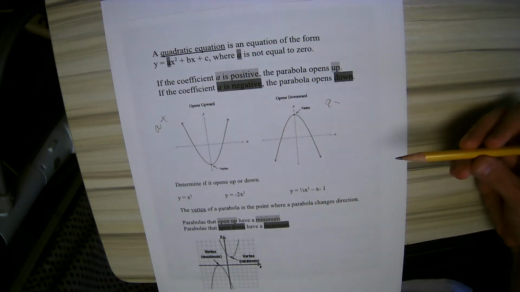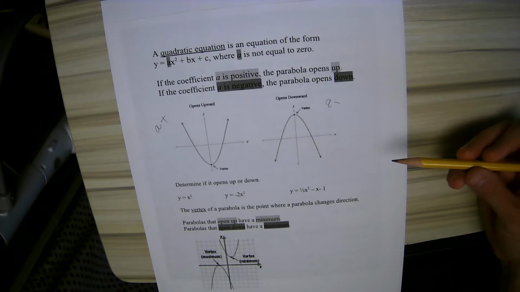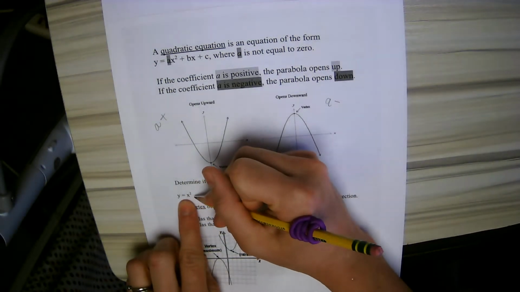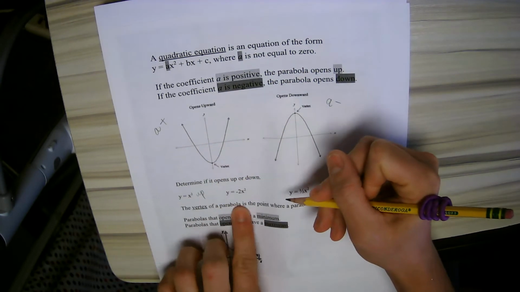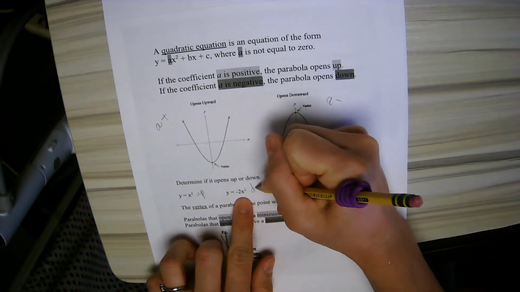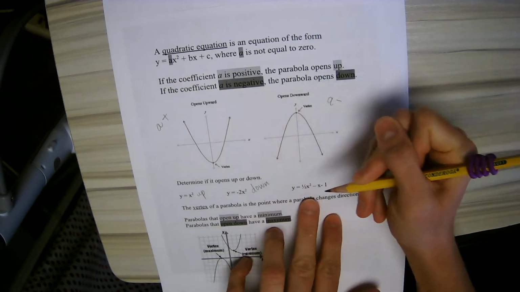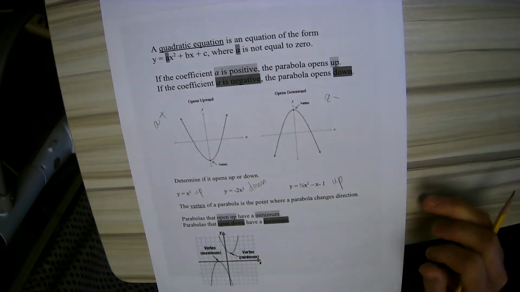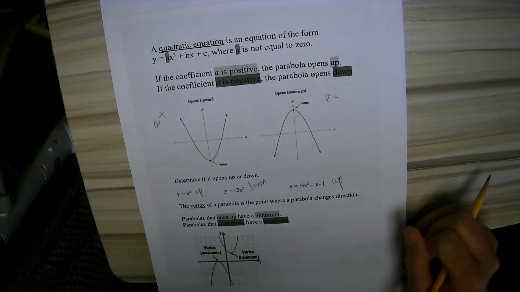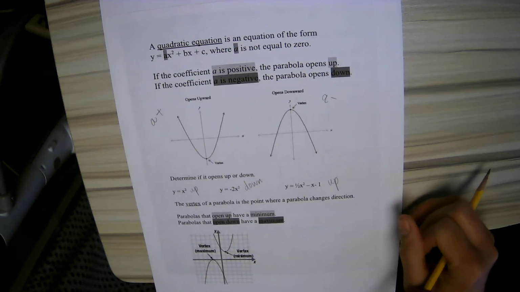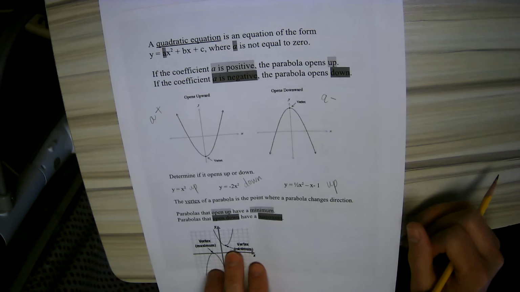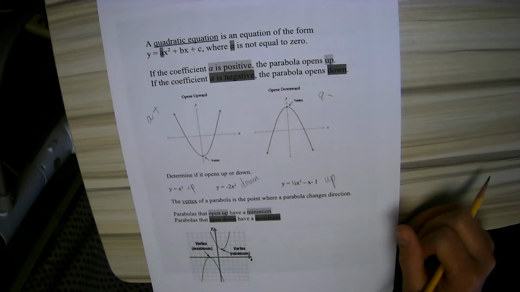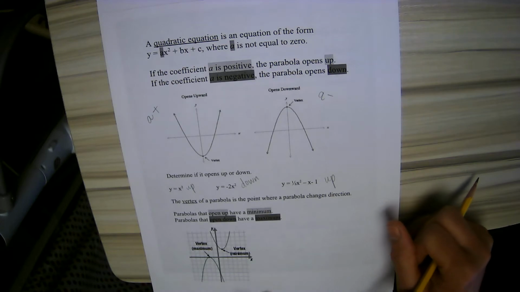So determine if it opens up or down. If a is positive, it opens up. If it is negative, it opens down. Okay, so parabolas that open up have a minimum. See how they have a minimum? Parabolas that open down have a maximum.